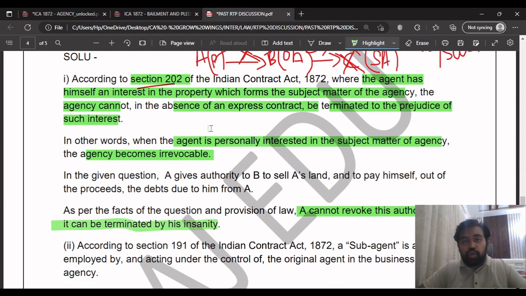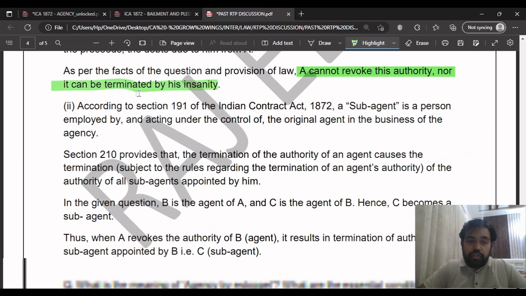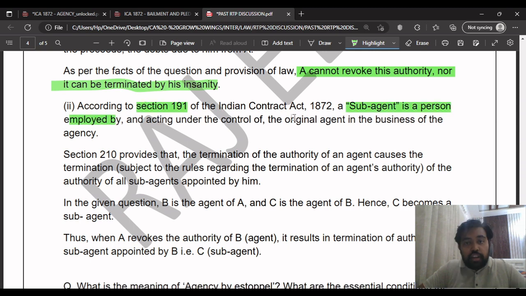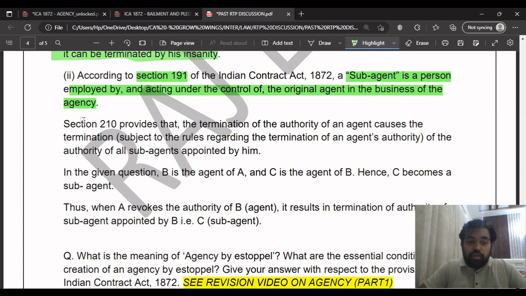This is based on section 202, agency coupled with interest. This is based on section 191 of the Indian Contract Act, where the sub-agent is a person employed by and acting under the control of the original agent in the business of agency. Sub-agent means sub of the original. Section 210 provides that the termination of the authority of the agent causes the termination of the authority of all the sub-agents appointed by him.